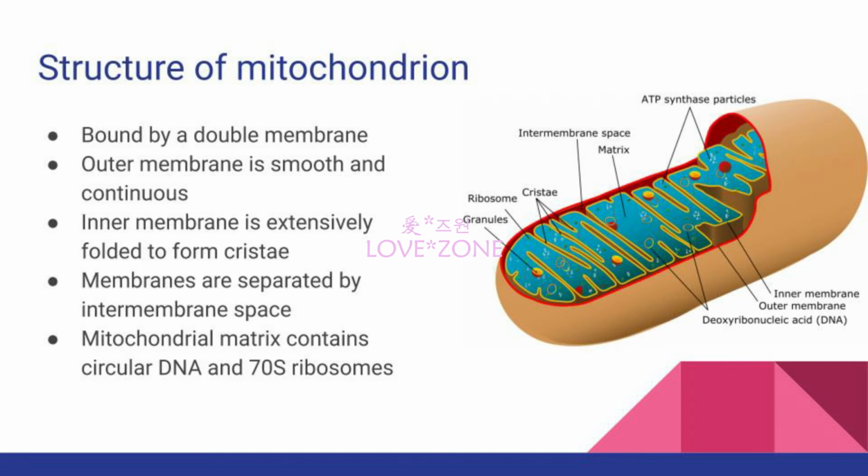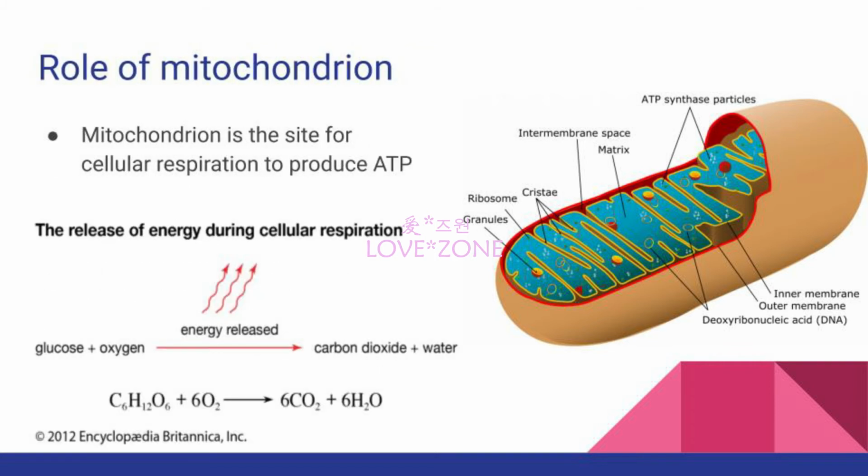The mitochondrion is bound by a double membrane. The outer membrane is smooth and continuous while the inner membrane is extensively folded to form cristae. The membranes are separated by the intermembrane space. The mitochondrial matrix contains circular DNA and 70S ribosomes. The mitochondrion is the site for cellular respiration to produce adenosine triphosphate.